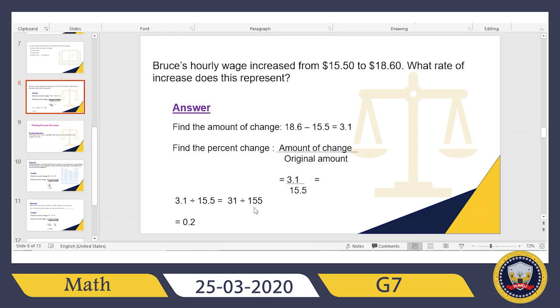So now I can ask myself, 155 times what will give me 310? Let's try with 2. If I multiply 155 by 2, it will give me exactly 310. So the answer will be 0.2. يعني the percentage of increase is 0.2. تمام? Fine? Do you understand it or should I explain it again?